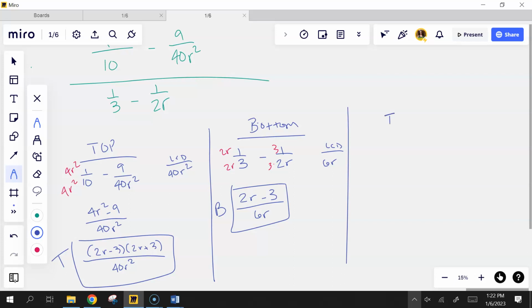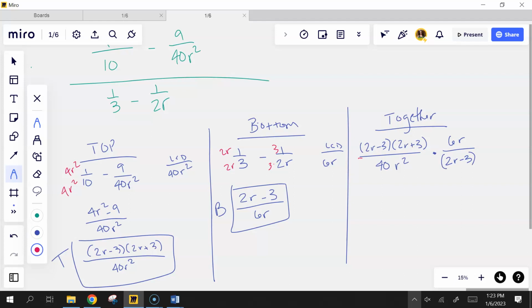Now I'm just going to put them together. I'm going to do top. And remember, I factored everything. So I should just be able to multiply these across, cancel out. I shouldn't have to do anything else with them. So top, (2r minus 3)(2r plus 3) over 40r squared, times, and I'm going to flip that bottom over, 6r over 2r minus 3.